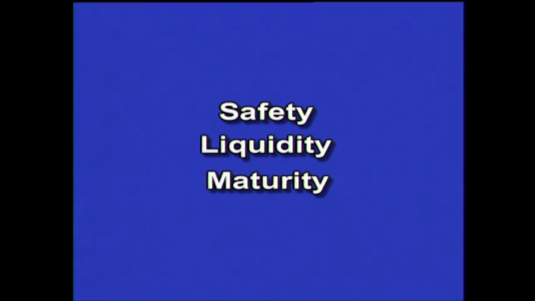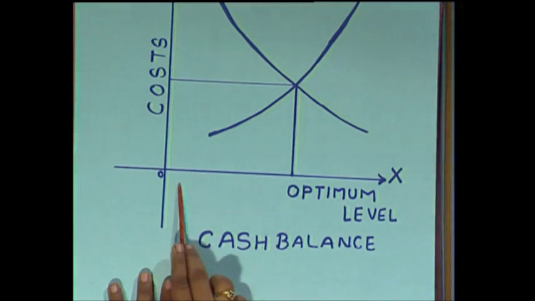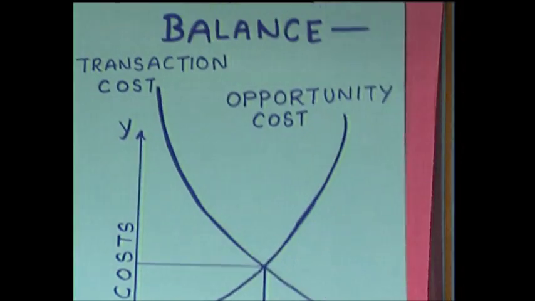Maturity. When you are making investment, it should be for a short period, because you are having extra cash only for a short period, hence investment also should be made for a short term. In case your cash balance is less than the optimum cash balance, make arrangement for borrowing, so that you are having cash which is necessary and which is optimum. You should have neither more nor less.